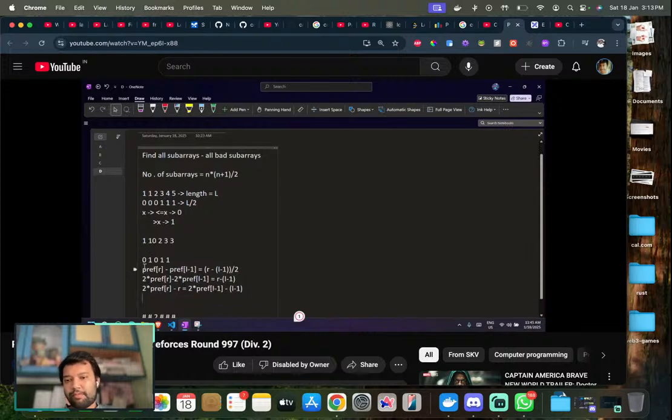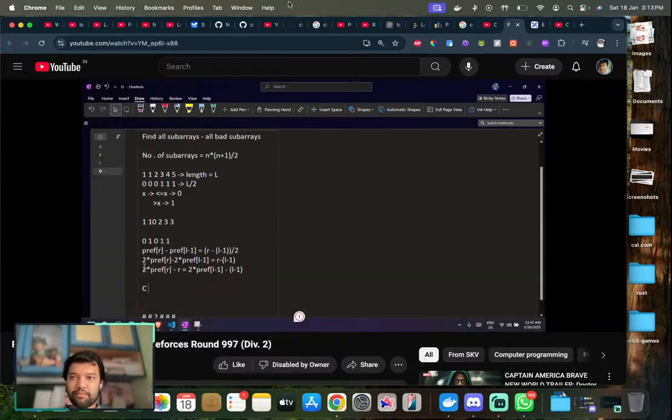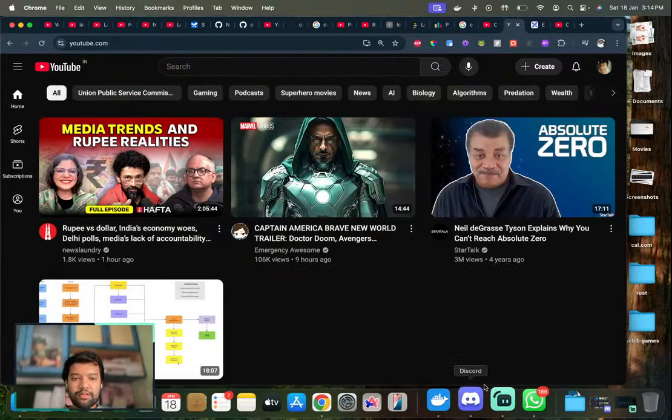So you have to find the number of pairs L and R which satisfy this condition. So how to do this? Let's make another array C, whose ith element will be equal to 2.